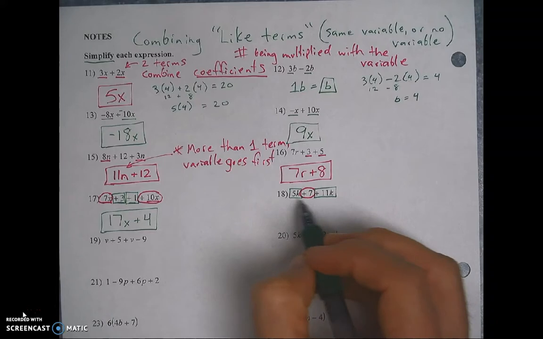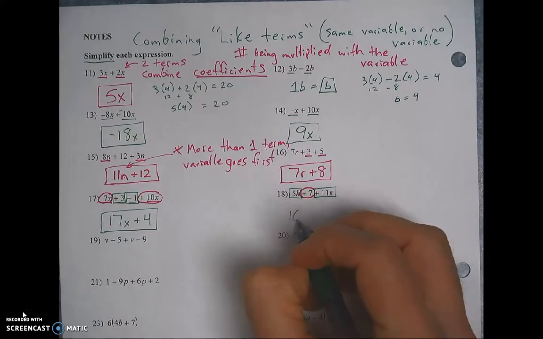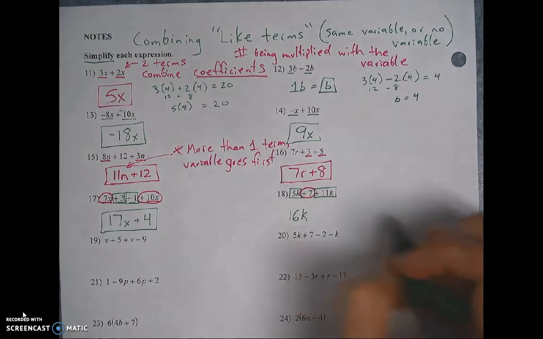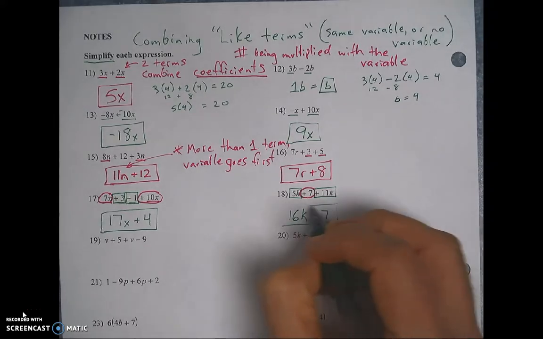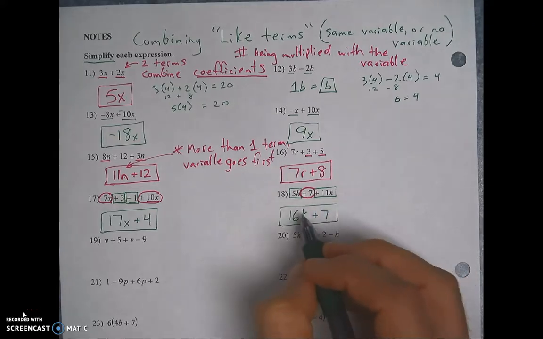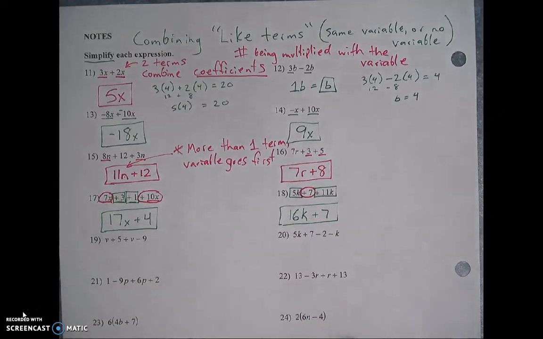So I can only combine the boxes, the k's. So a 5k and an 11k is 16k. And the plus 7 doesn't have anything to combine with, so I'm just going to tack it on the end. Again, more than one term, put the variable up front. So 19.